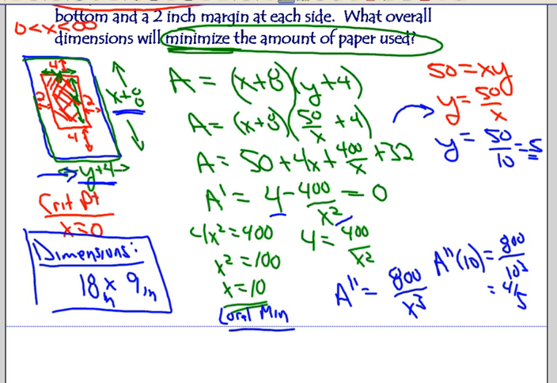What overall dimensions will minimize the amount of paper used? We've answered it. An 18 by 9 sheet of paper will minimize the amount of paper used. That completes problem 13, sorry about that.